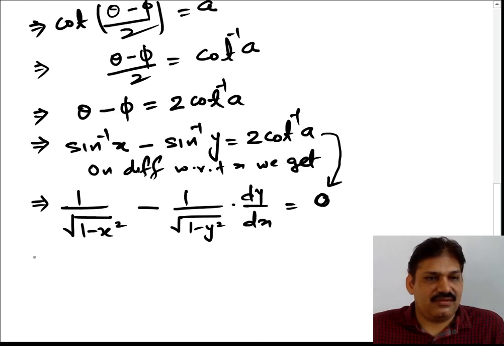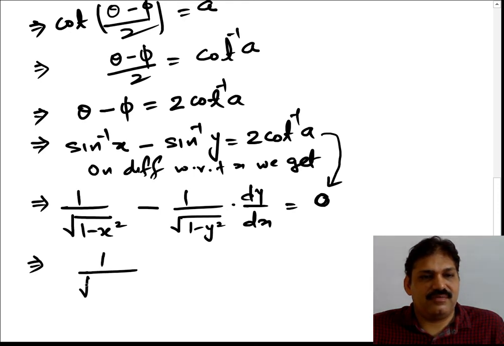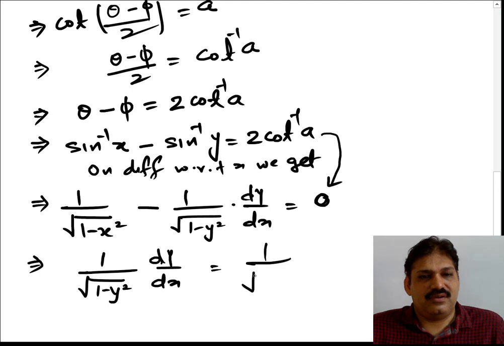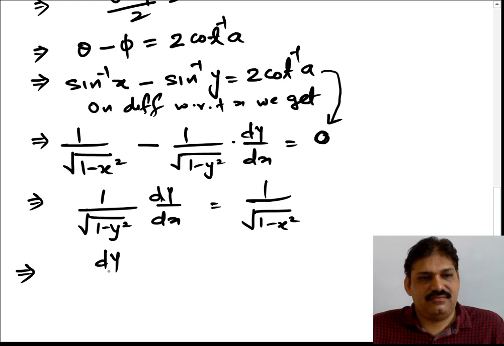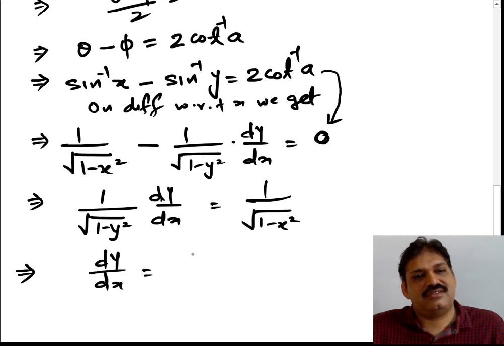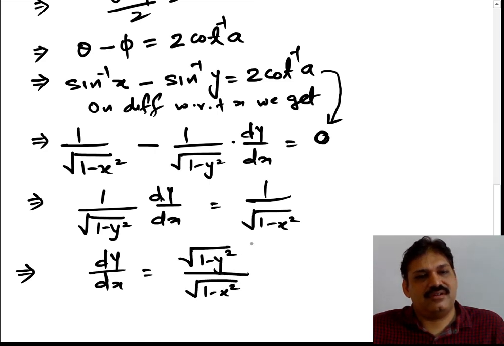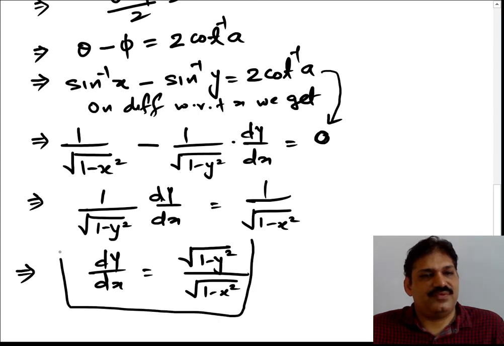So from here, if I transpose this to the right hand side, this will give me 1 upon under root 1 minus y square times dy by dx is equal to 1 upon under root of 1 minus x square. On multiplying both the sides by under root 1 minus y square, that is simply transposing it to the right hand side, we get the desired result, that is under root of 1 minus y square divided by under root of 1 minus x square. This we were to prove.